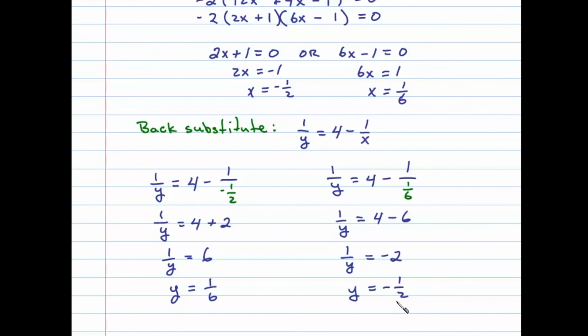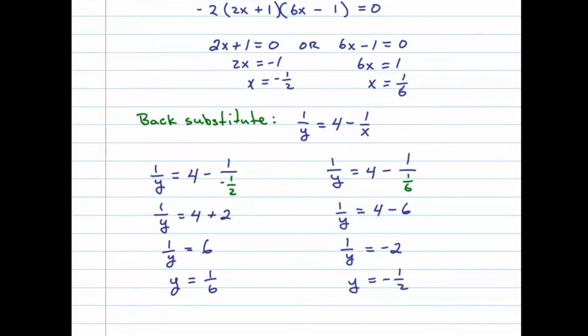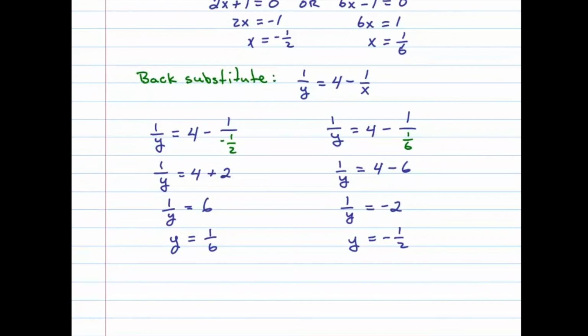Okay, so now all that's left to do is to present our solutions as ordered pairs. In this case, when x was negative 1/2, the y value was 1/6. And in this case, when x was 1/6, the corresponding y value was negative 1/2. Okay, so the original system has two solutions, and there they are.